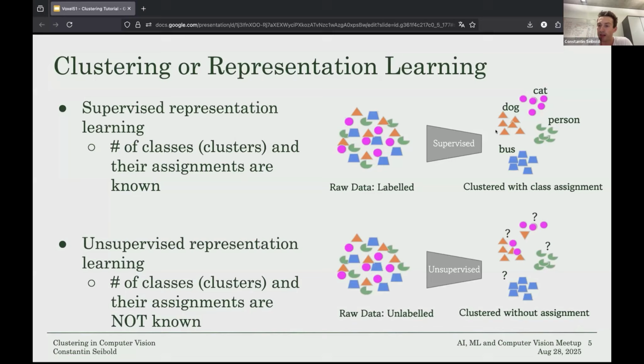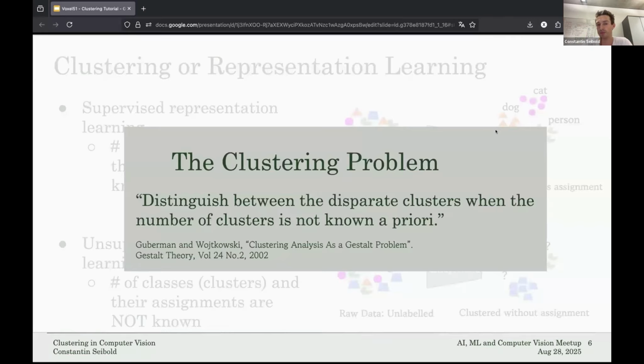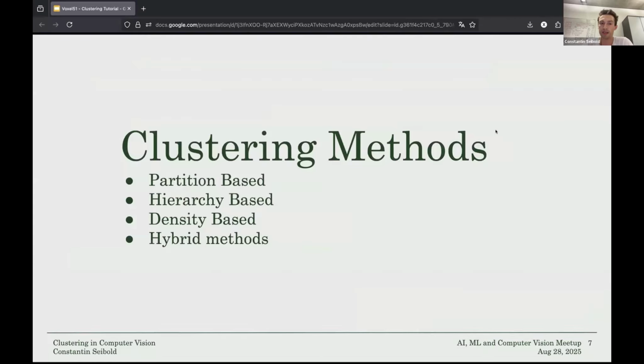However, when applying these representation learning approaches, you might group this data together, but the proper assignment of which data points belong together is typically unknown. And here the clustering problem basically comes in, where we try to distinguish between disparate clusters where the number of clusters is not known a priori. And in this talk, we basically go over 4 concepts of clustering methods and just show what they can do and what potential downfalls they might have.